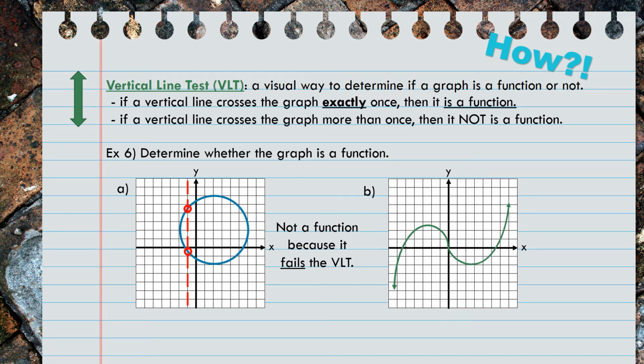For B, we have the given graph. Again, since we're being asked to determine whether it's a function, we need to draw a vertical line. So I draw a vertical line there, maybe here, or further to the right here. And we check each time we put a vertical line, how many times did I cross the graph? Notice I only crossed the graph once each time I had the vertical line. Since it crossed exactly one time, that means this is a function because it passes the vertical line test.